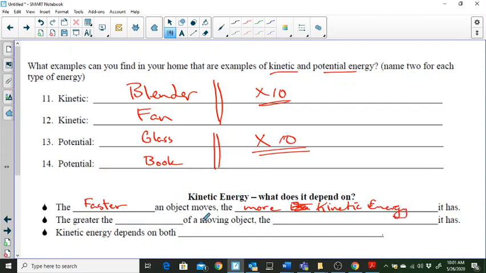The greater the mass of a moving object, the more kinetic energy it has. Kinetic energy depends both on good looks and a sense of humor. No, mass and velocity.